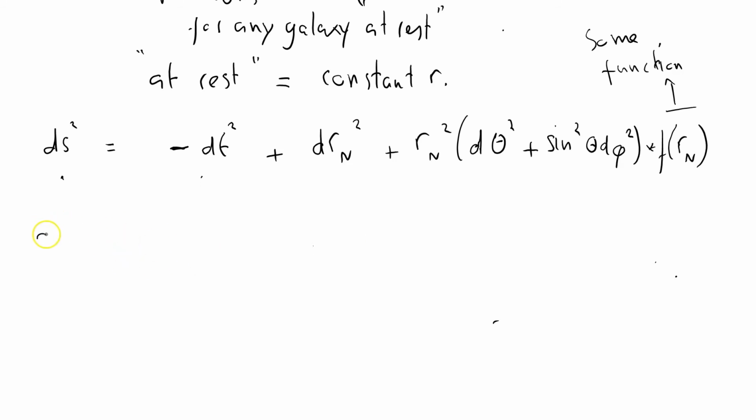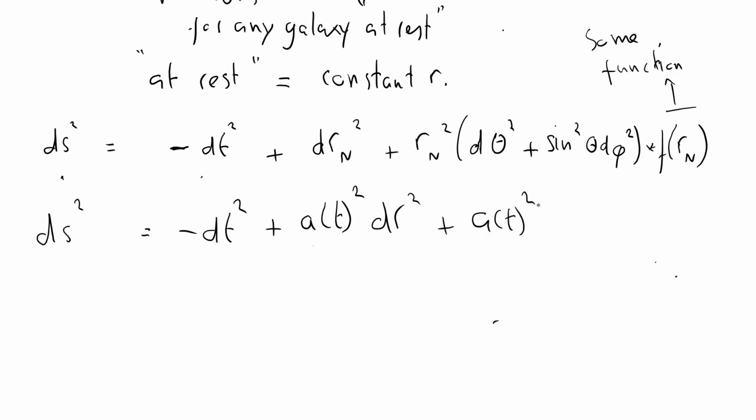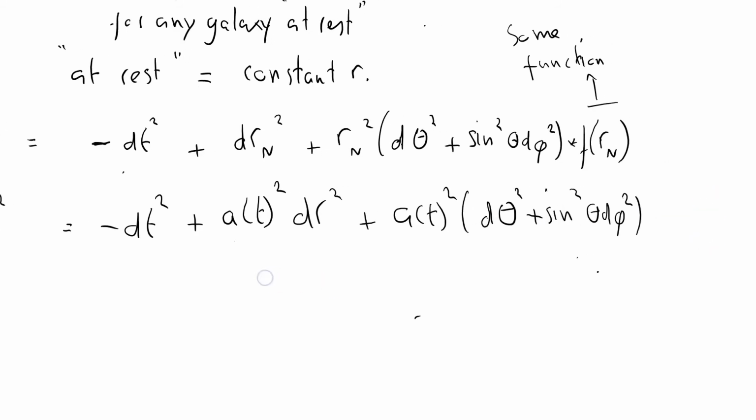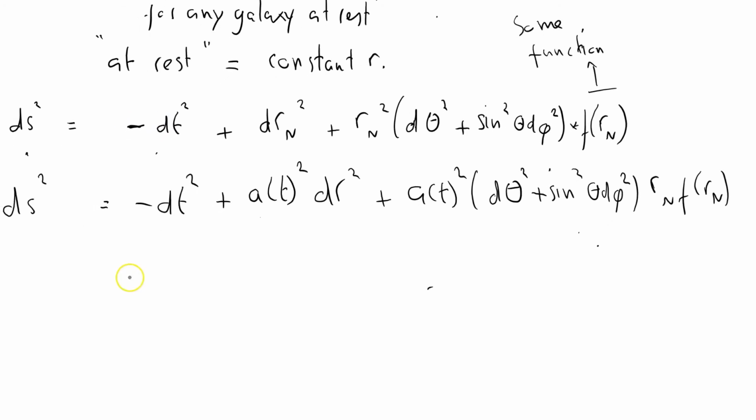So now what have I got left? I've got ds squared equals minus dt squared plus a of t, the Hubble expansion term, squared dr squared plus a of t squared. I'm just going to rearrange it a little bit: d theta squared plus sine squared theta d phi squared, times r_n f of r_n. Pinch in a little tiny bit here. And now I'm going to rewrite the final term.